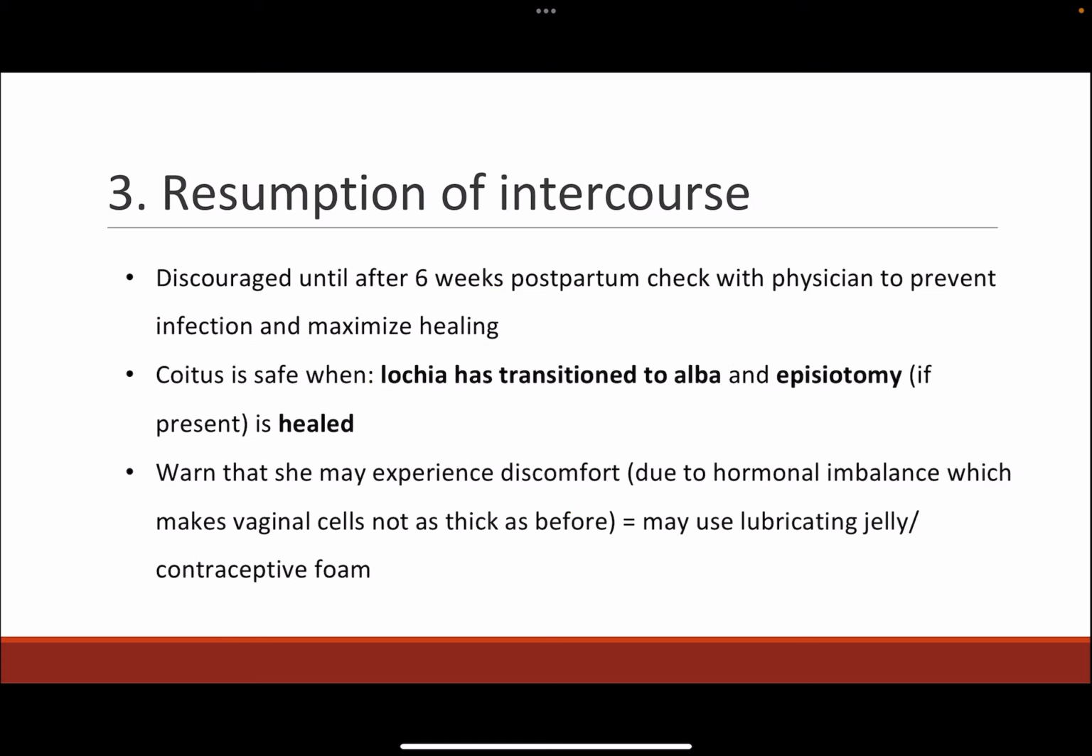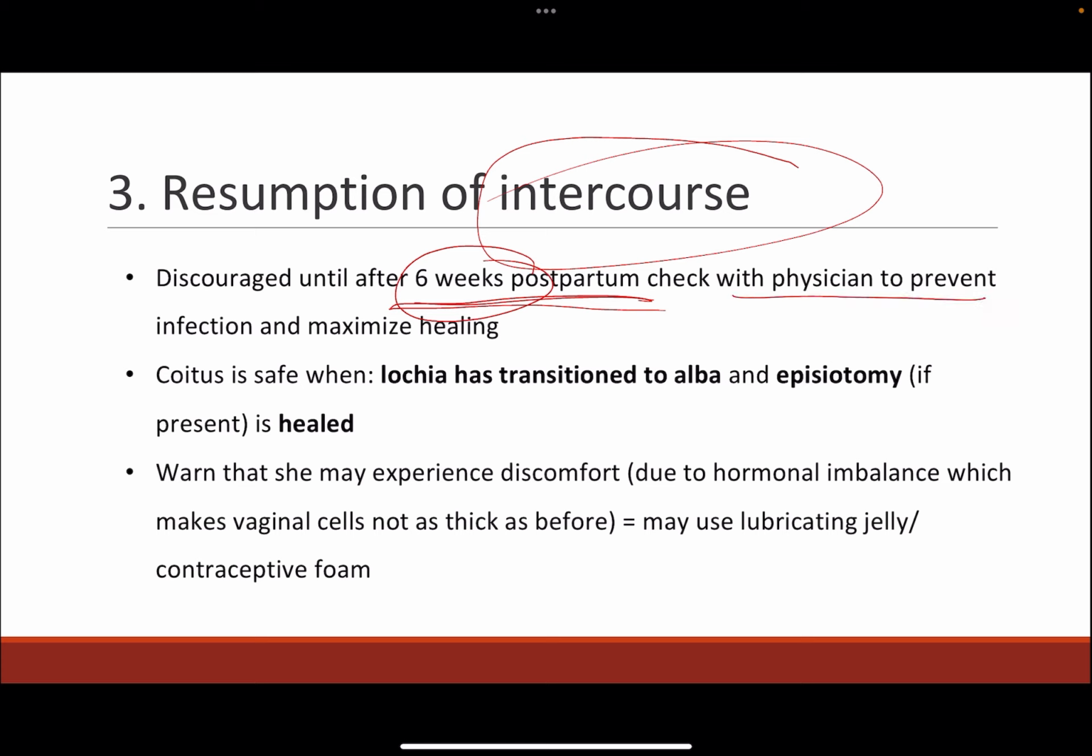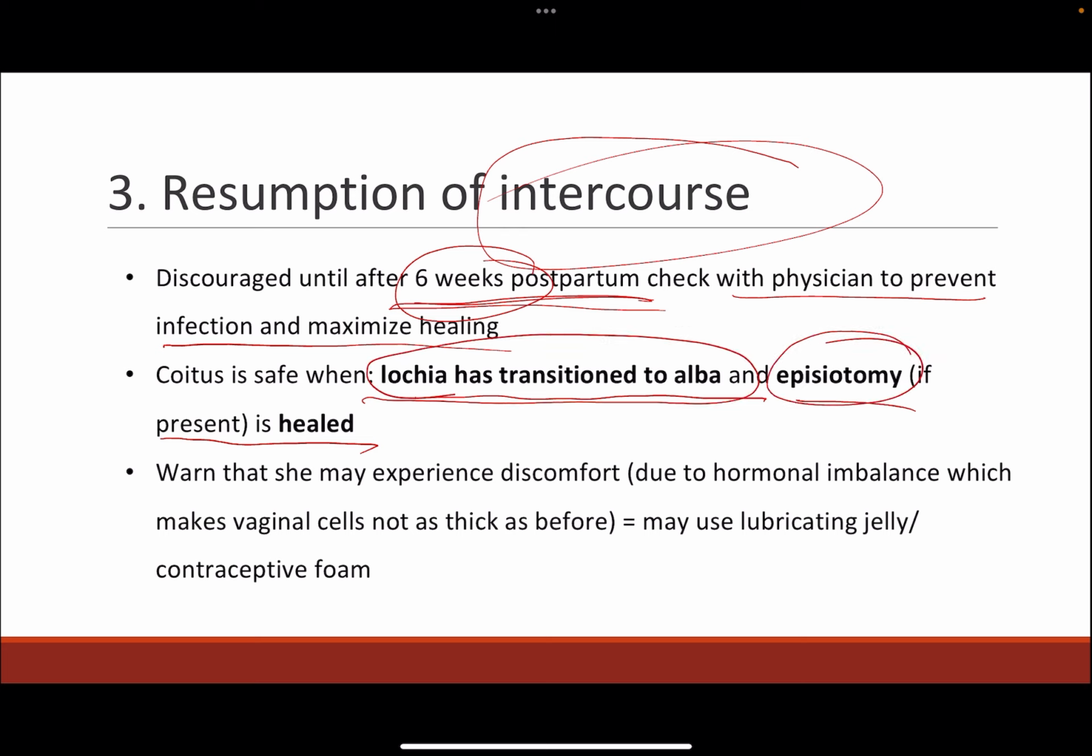So, in resumption of intercourse, discourage until 6 weeks postpartum. So dapat 6 weeks after delivery. Check with the physician to prevent infection and maximize healing. Coitus is safe when lochia has transitioned to alba and the episiotomy, if present, is healed. So ito ang safe pag nasa alba state na si lochia, and yung episiotomy is healed na, hindi yung hindi pa healed.